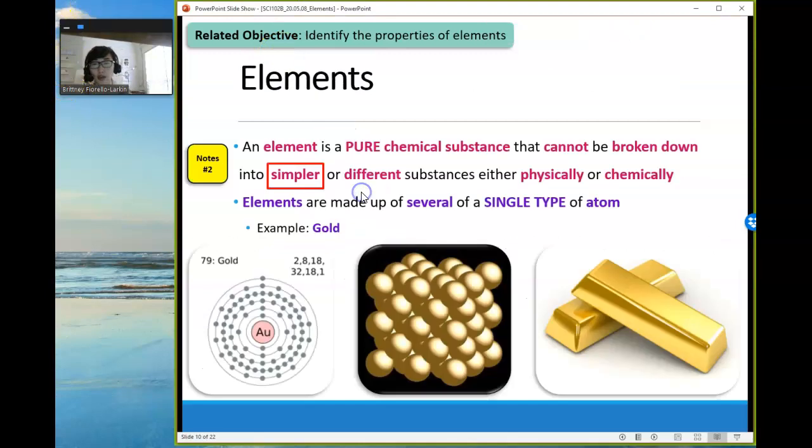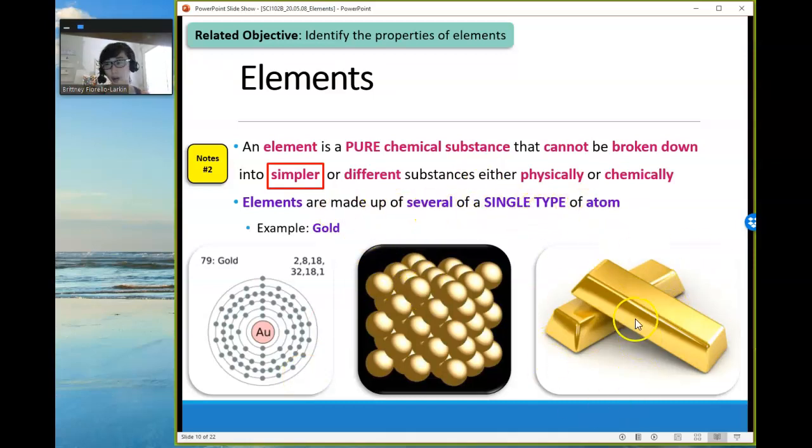All right, so moving on, we're going to dig a little bit deeper into talking about elements. So remember, an element is a pure chemical substance, and you cannot break it down physically or chemically into anything simpler or into anything different. So for example, we have gold. This is a gold atom. If you have many of the same type of gold atoms, that is the element gold. So elements are made up of several of a single type of atom.